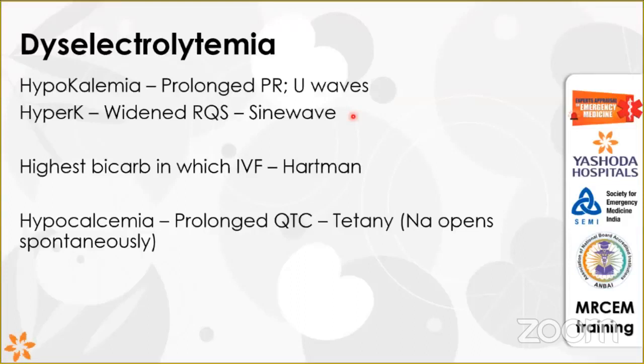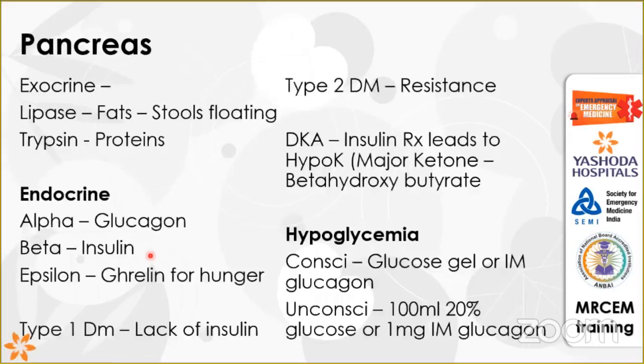So pancreas, you have exocrine function. Lipase takes care of fats. When this is deficient, the fats will end up in the stools and stools will start to float in the toilet bowl. Trypsin handles the proteins. Alpha cells secrete glucagon. Beta cells secrete the insulin. Epsilon cells secrete the ghrelin for hunger control. So one of these will be tested definitely.